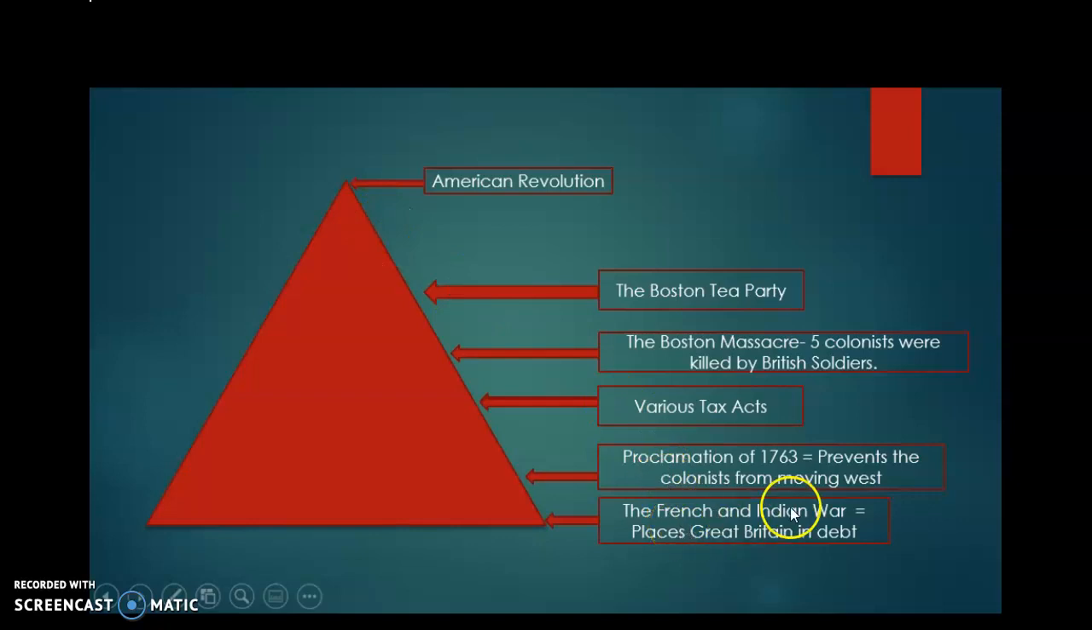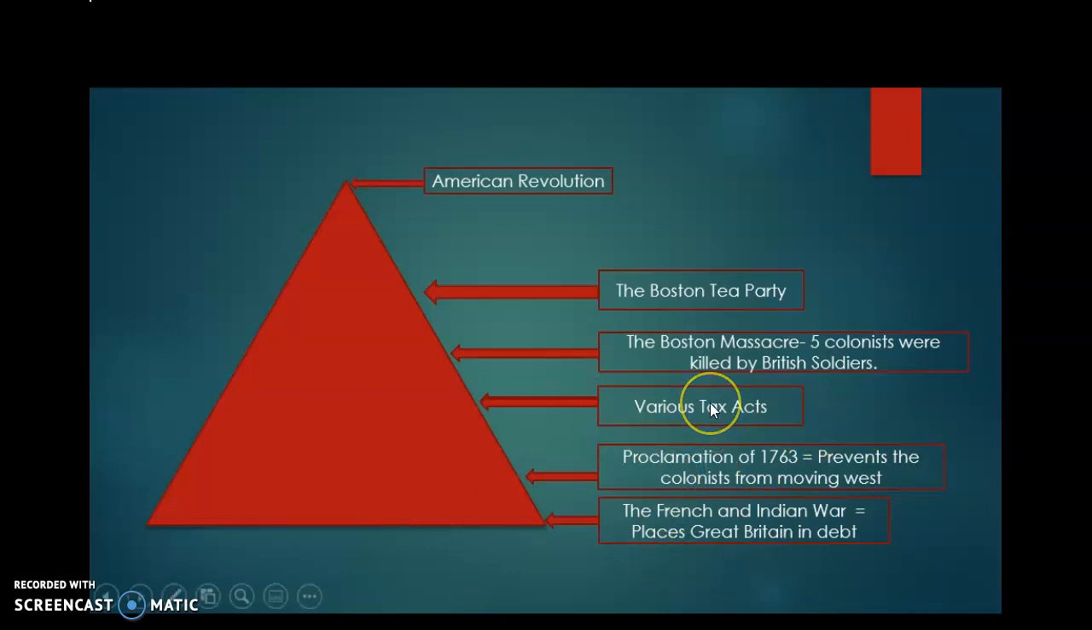So we saw that the French and Indian War placed Great Britain in debt. We saw that the Proclamation of 1763, despite Britain winning the war and gaining all that French territory, would not allow the colonists to move west to expand.